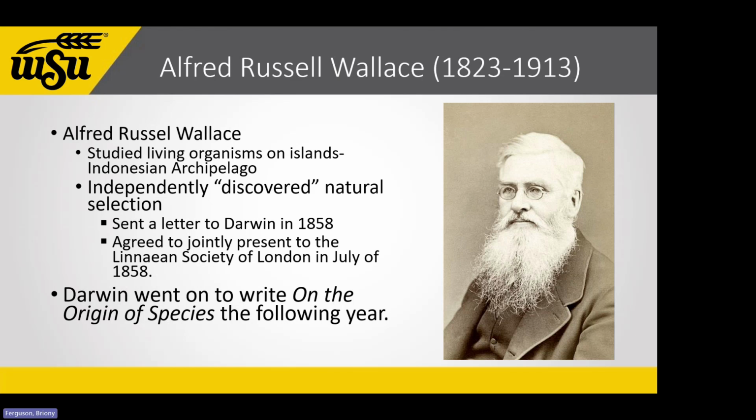And when he realized that his work and Darwin's was so similar, he sent a letter to Darwin in 1858, so a year before Darwin published his book. And they actually agreed to jointly present to the Linnean Society of London in July of 1858. Now, they did both go to this event, and they did both present, but they didn't end up doing it together like they had agreed upon.